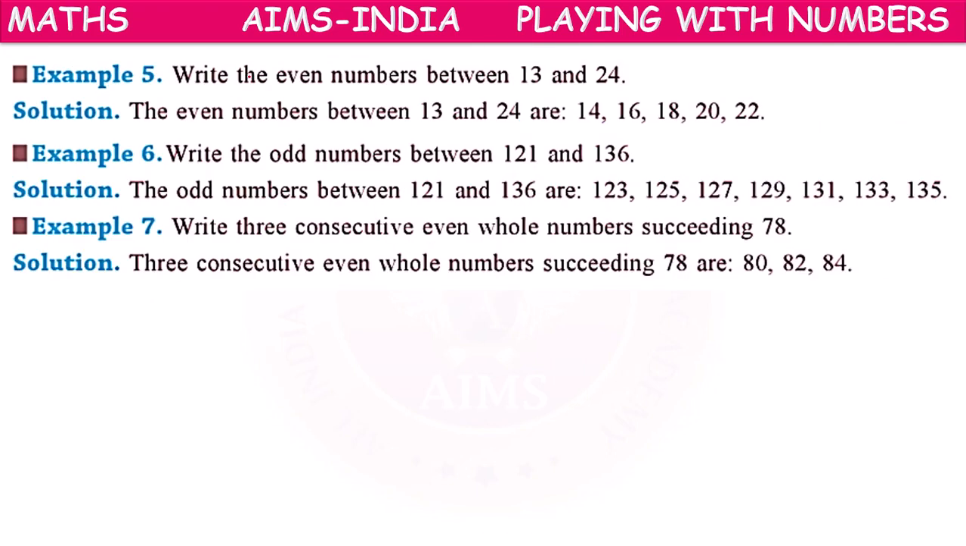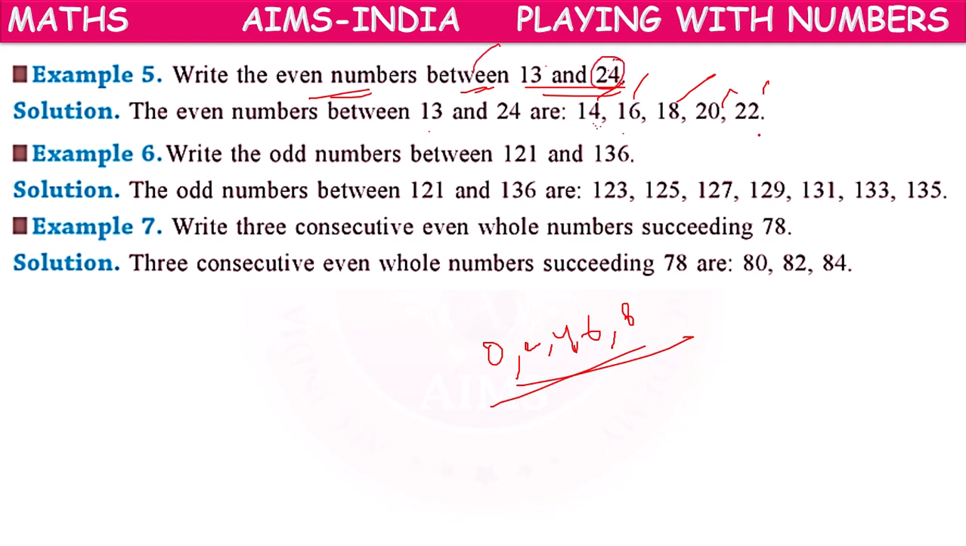Next. All the even numbers between 13 and 24. What are even numbers? 13, after that 14 will come. If in the units place we have 0, 2, 4, 6, 8, then it is an even number. 13, after that 14, units place 4, then 16, 18, 20, 22. They are asking between 13 and 24. That's why 13 and 24 we should not include. So 14 to 22 we can write.